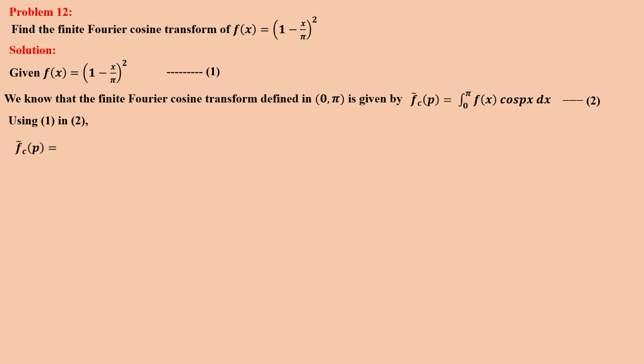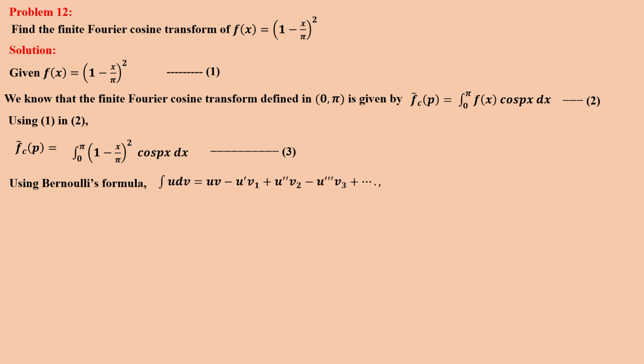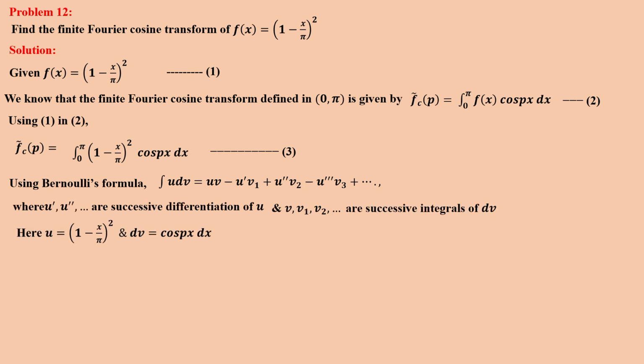Using 1, fc bar of p equals integral from 0 to π of (1 - x/π)² cos px dx. That is equation number 3. Now we are going to evaluate this integral by using Bernoulli's formula: integral u dv equals uv - u'v1 + and so on. Here u' and u'' are successive differentiations of u, and v1, v2 and so on are the successive integrations of dv. Here u = (1 - x/π)² and dv = cos px dx.